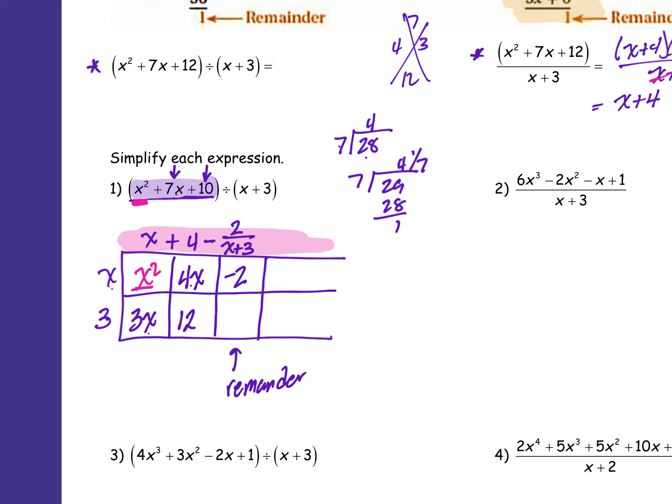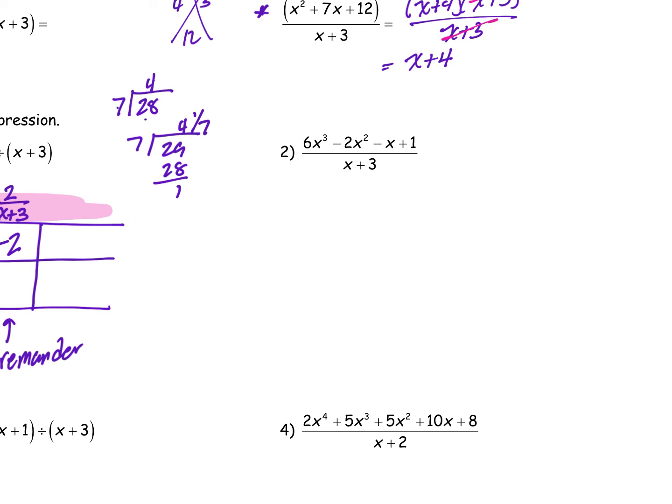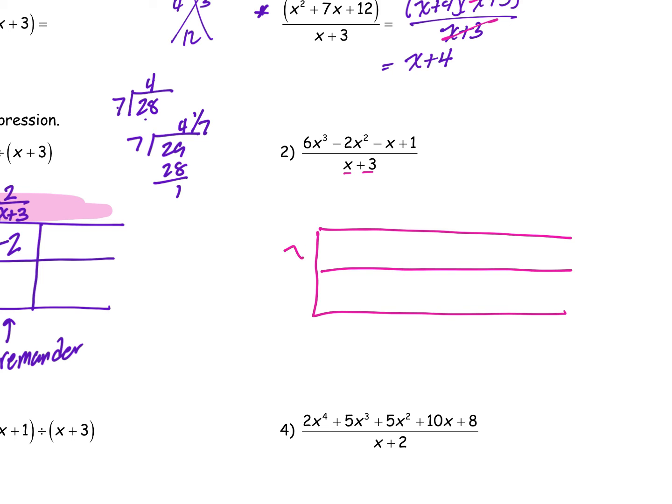Okay, we're going to do it a few more times. We're going to do it quite a few more times so you guys can get it. So here we go. I'm just going to make a 3-sided box with 2 columns, because I've got 2 terms right there in my denominator. Please make sure you're asking questions if you have any. So x plus 3. And what goes in my first box is the first term in my answer. Yep, 6x cubed.